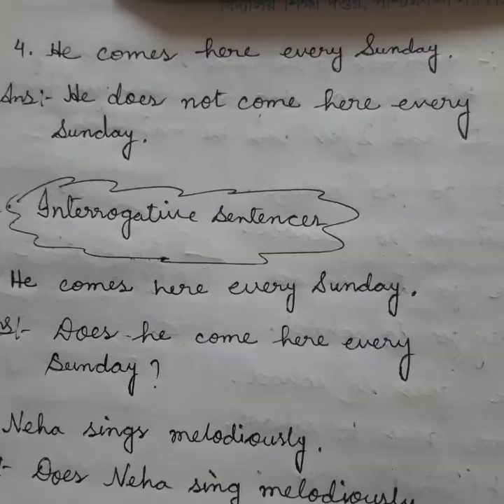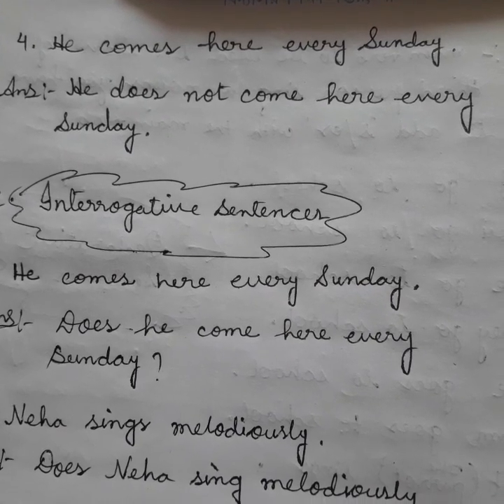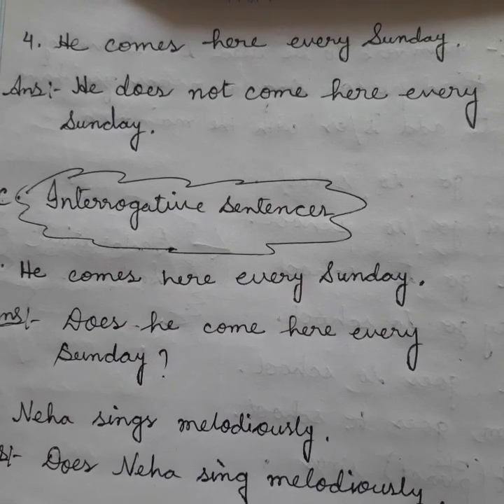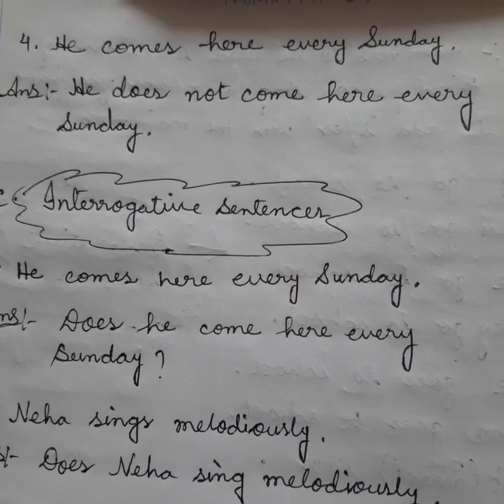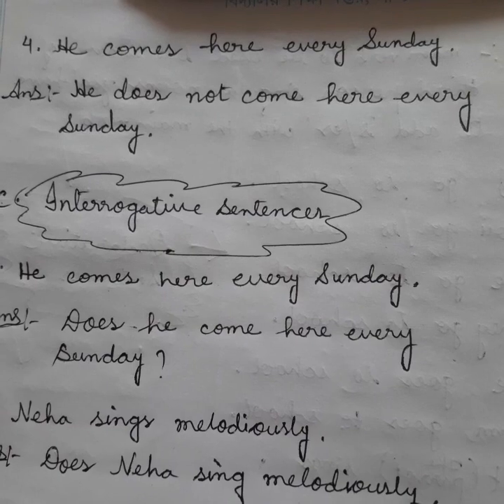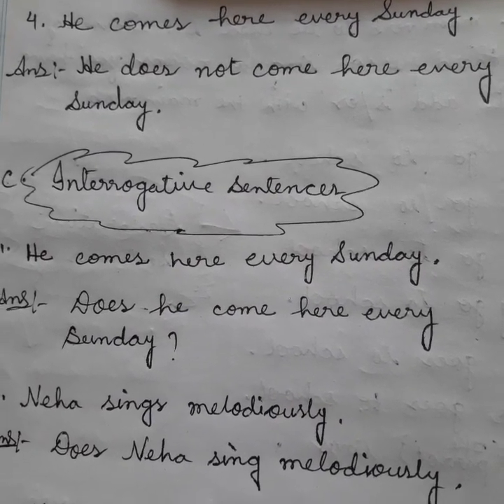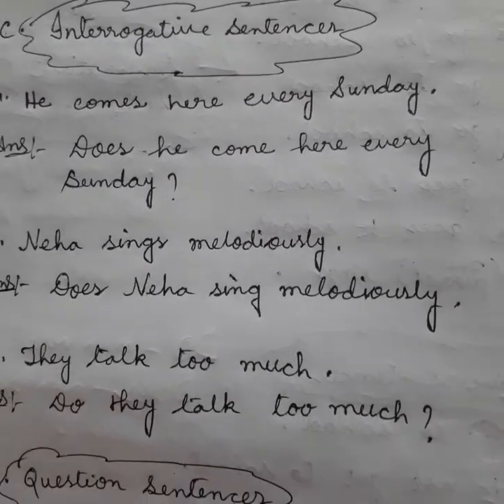Clear? Now next is he comes here every Sunday. So with the verb s is there. So for comes it will be does not come. Okay. He does not come here every Sunday. I hope you understand. If you are having any query you can ask me.